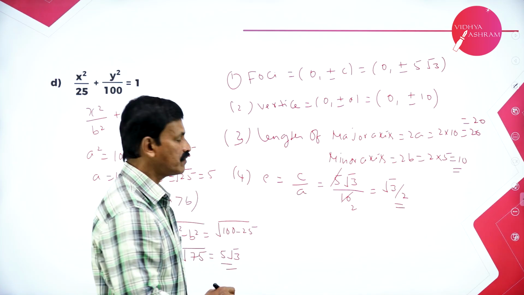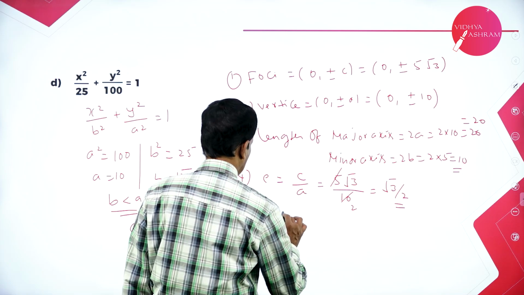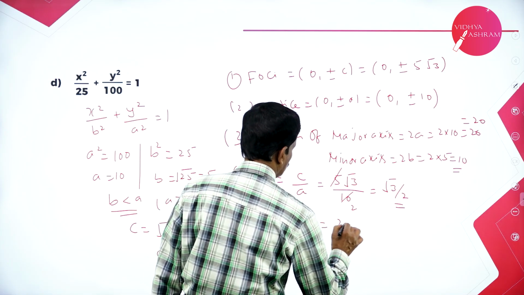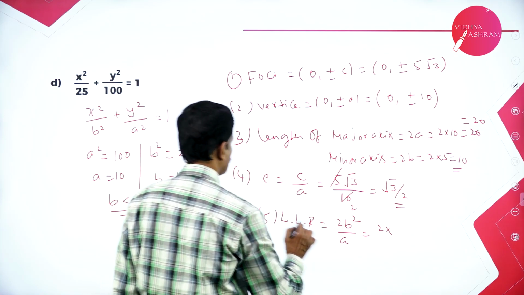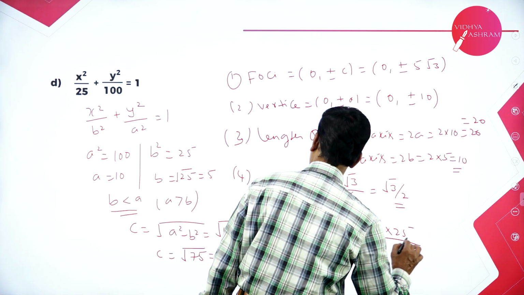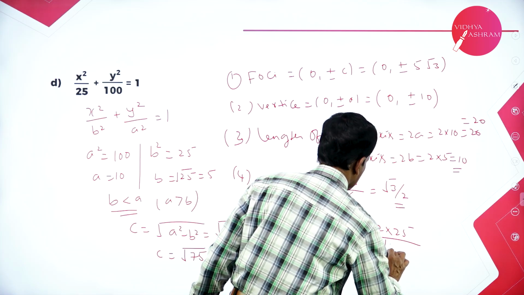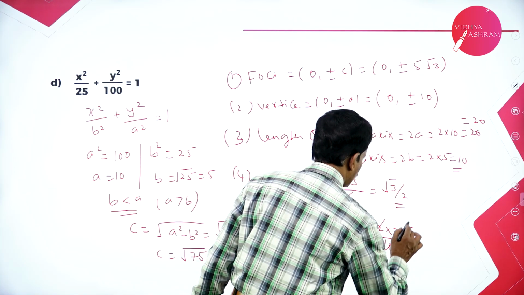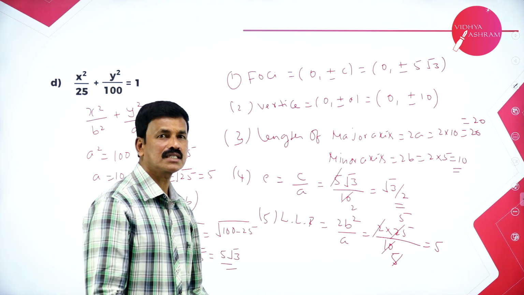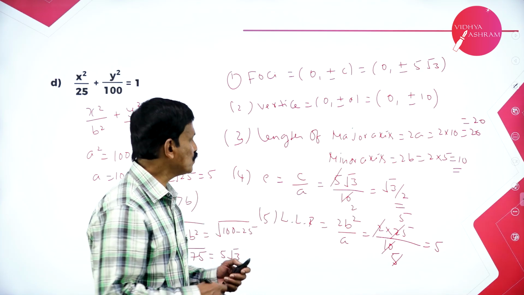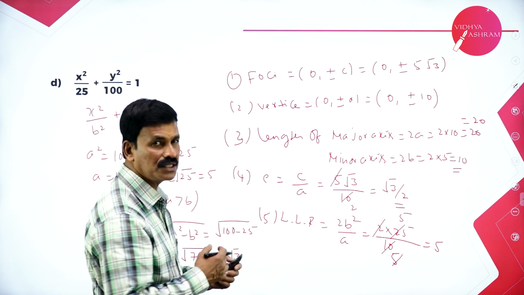Okay. Now length of latus rectum. LLR. Length of latus rectum is 2b square by a. That is 2 into b square, b square is 25, divided by a. What is a? A is 10. So 2 5s are 10, 5 5s are 25, that's equal to 5. So 5 is the length of latus rectum. Okay. Now these are a few types of problems based on the given condition.